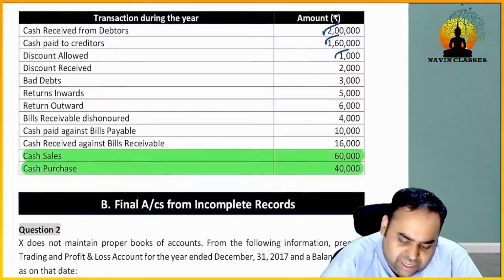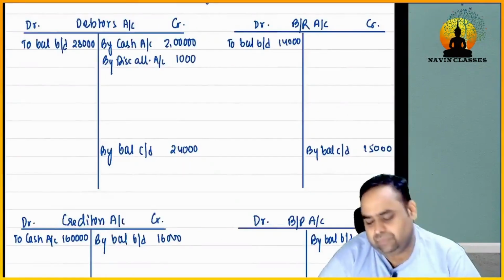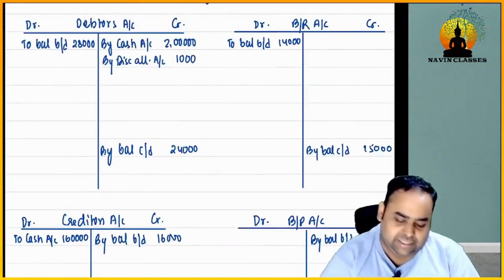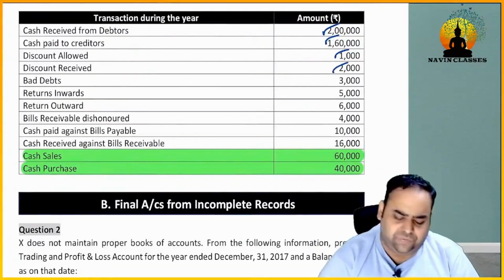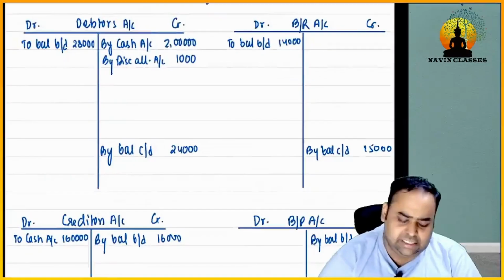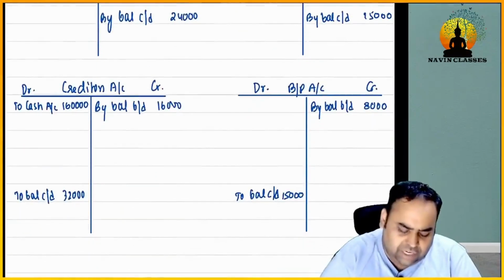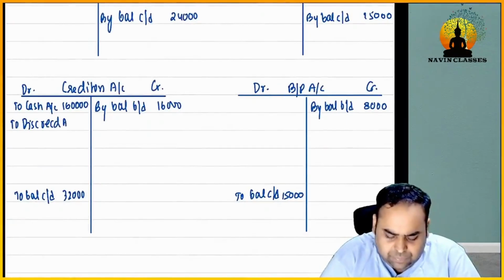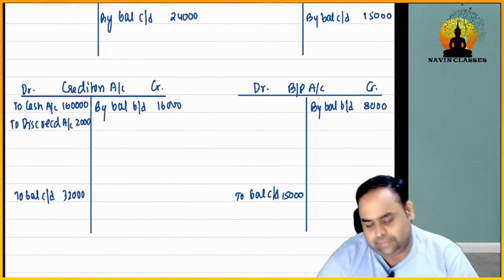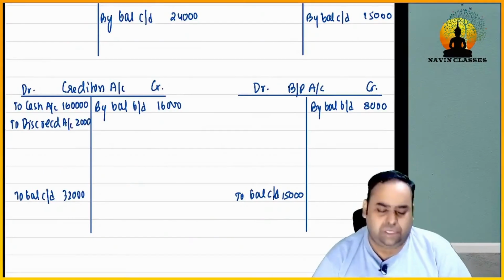Discount allowed is given, it is 1,000. Next is discount received, a discount of how much? Of 2,000 from the creditor. If I receive a discount from the creditor, the liability will decrease. Discount received, how much? 2,000.